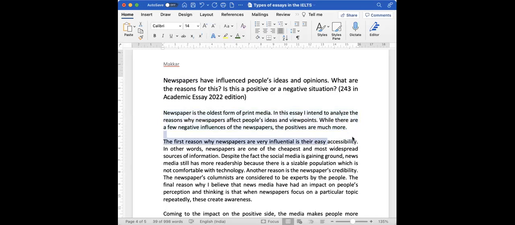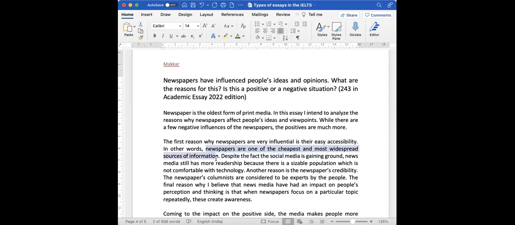अब मैंने बाकी मीडिया से एक तरह से compare कर दिया कि ये easily accessible है newspaper. ठीक है? In other words, newspapers are one of the cheapest and most widespread sources of information. सबसे सस्ते हैं, 20 पेज का न्यूज़पेपर आपको 1-1.5 रुपए में मिलता है. Is it possible that 20 pages of print you are getting so cheap?